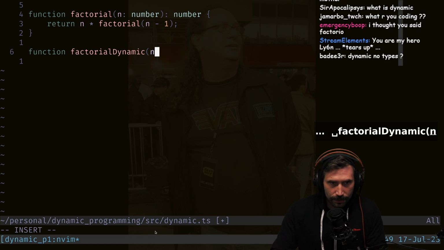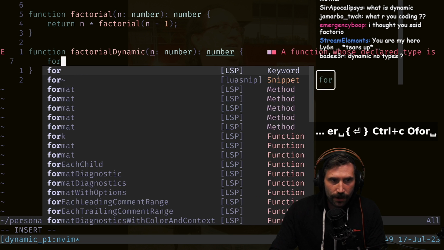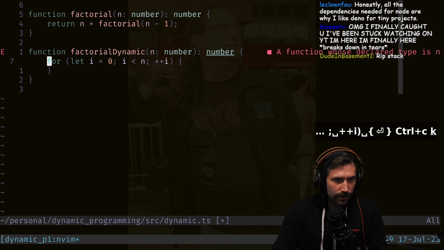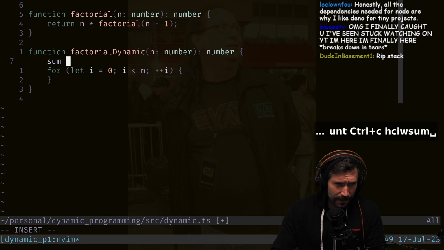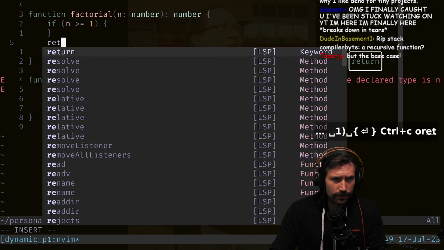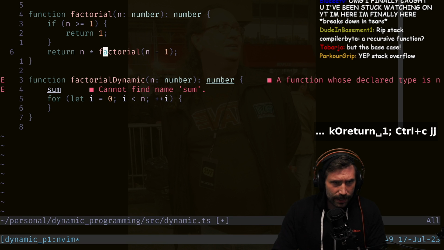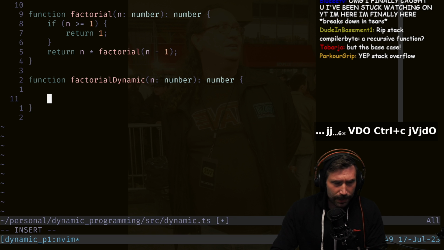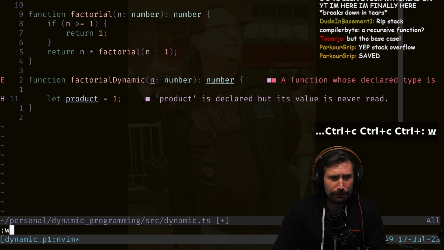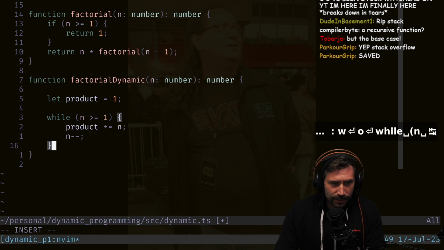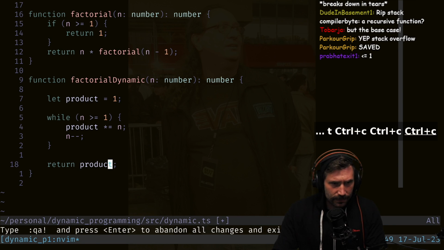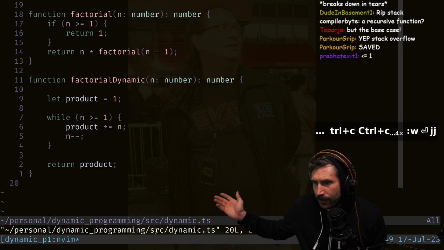Obviously, the factorial dynamic would be the exact same thing, except for we go for let I equals 0. I has to be less than n plus I. Do one of those. And then what do we got to do? We got to go like this. Sum if n is greater than or equal to 1, return 1. Yeah, that seems right. And you know what we could probably do? We could probably use like a little while loop, probably a little bit easier. What is it? Sum product. People are like, well, you gotta use product. If you don't use product, you're kind of an asshole. All right, while n is greater than or equal to 1, and do this. Okay, return product. That sounds about right, right? There you go. Pretty straightforward.